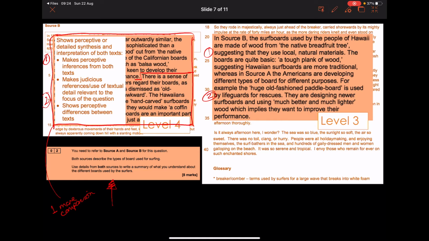To get your grade, you need to make perceptive inference from both texts. That means, what do you understand about the surfboards based on what you've read? You need to make inferences. If you haven't watched the video on inference, please go back and watch it. And if that's something you're struggling with, then speak to your tutor about it in your lessons. You need to make judicious references or use of textual detail relevant to the focus of the question. So these have, in the level 4, they've used more quotes, which is why you've got the level 4.